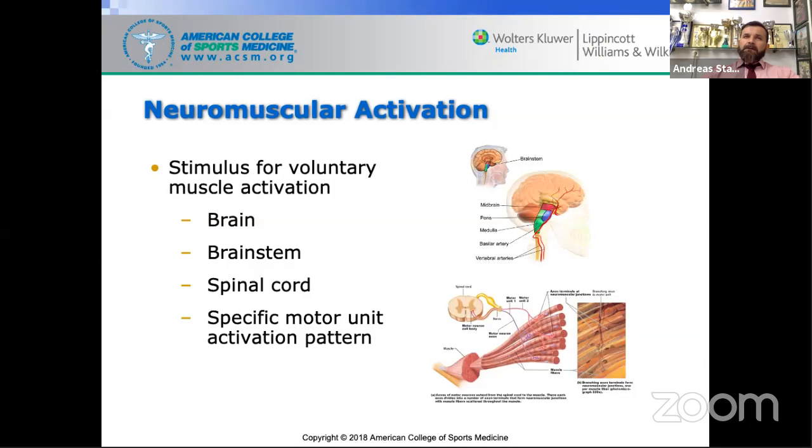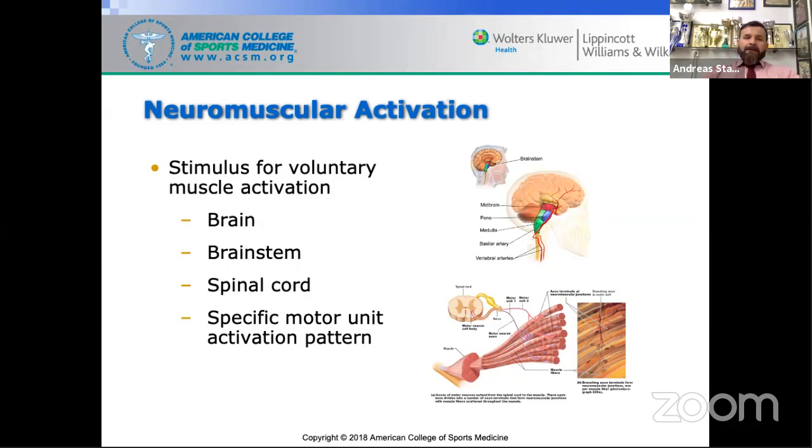PED 212. I can't remember the number right now, but 315, analyzing human movement, we're talking about neuromuscular activation a lot in sports neuroscience. So that's just an introduction of the introduction.